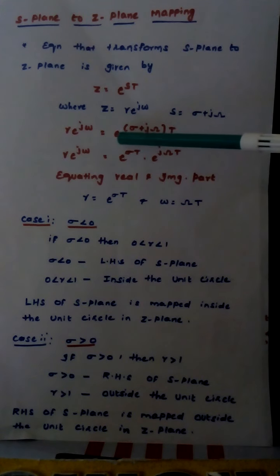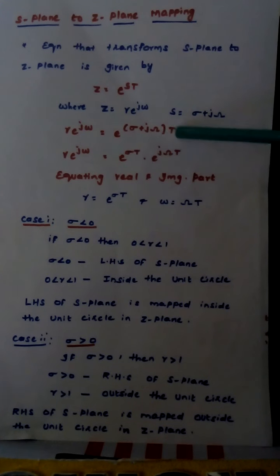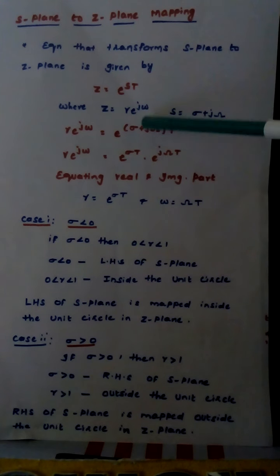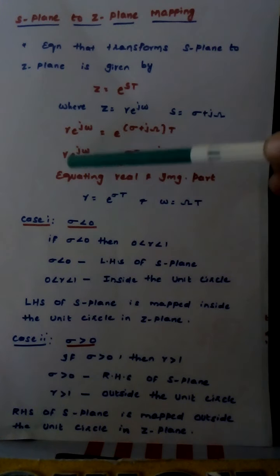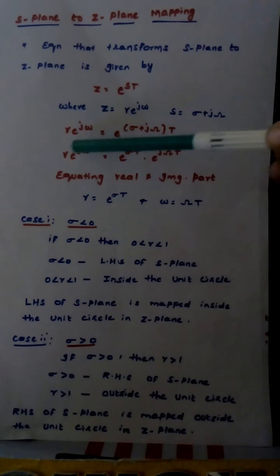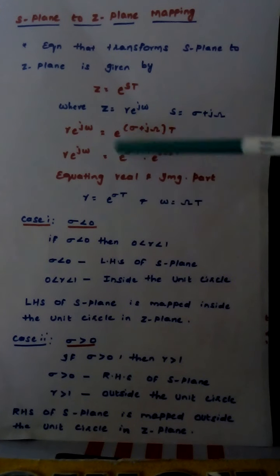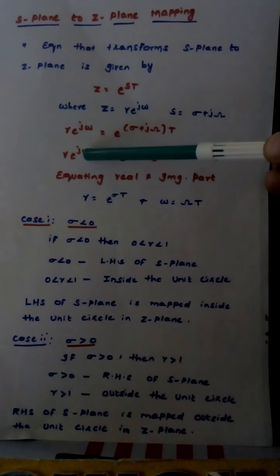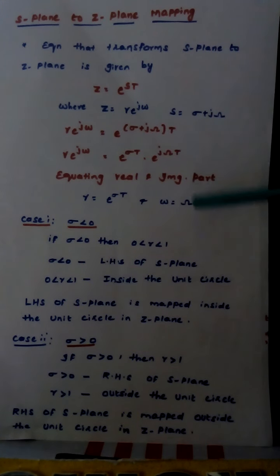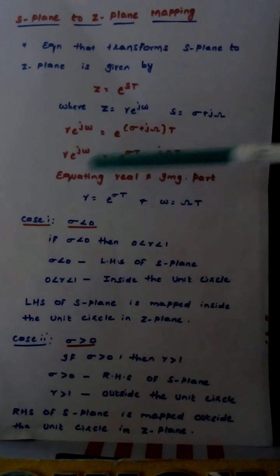So we get the term e to the power of sigma into T, and e to the power of j into omega T. If you equate the real and imaginary parts, in the real part we get R equal to e to the power of sigma into T, and the imaginary part we get omega equal to omega into T. Here this omega is the digital frequency, and that omega is your analog frequency.